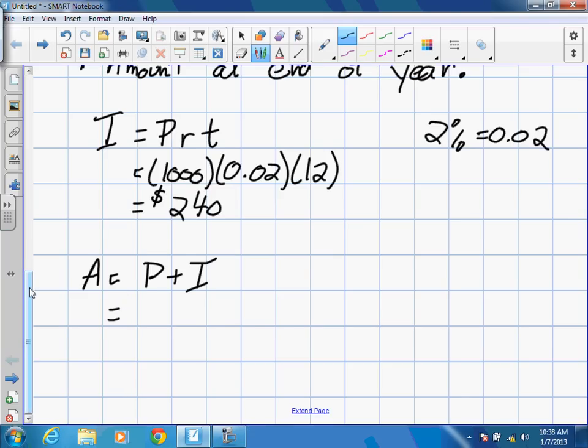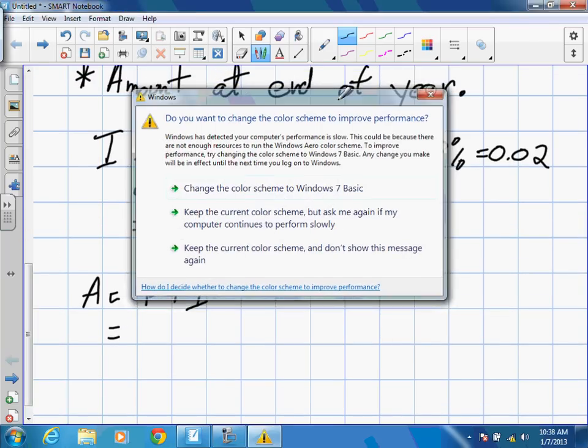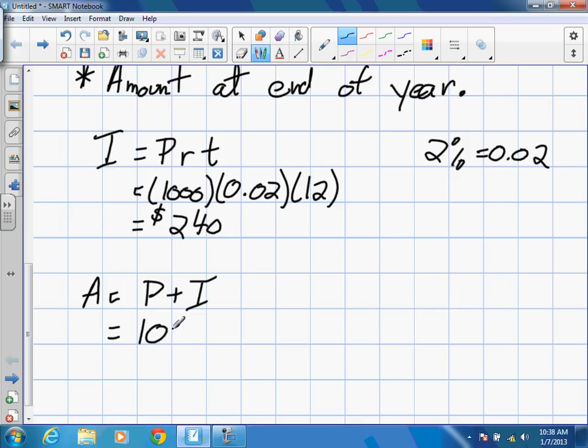Yes, you're going to add them together exactly. So we're going to take 1,000. We're going to add our 240 to it. So your friend at the end of the year owes you $1,240. That is the total amount, our A. Okay? That's it?